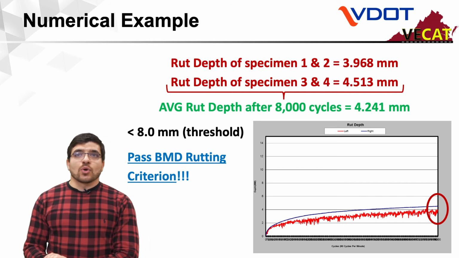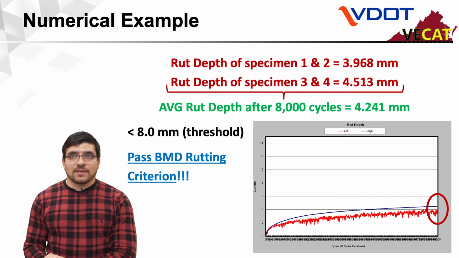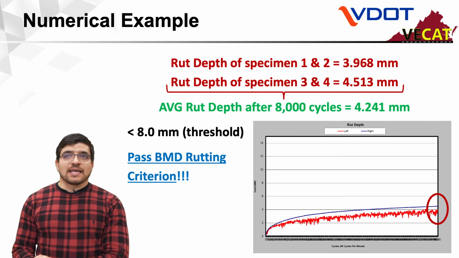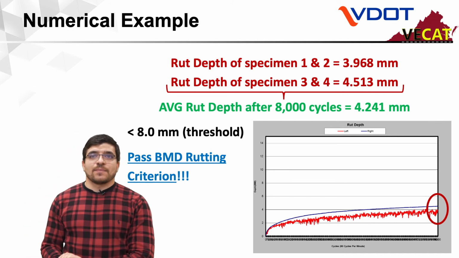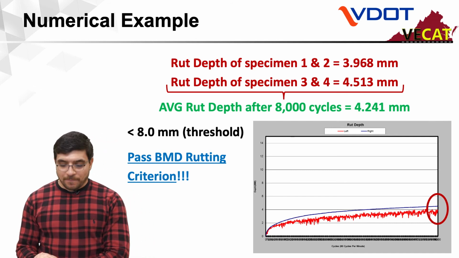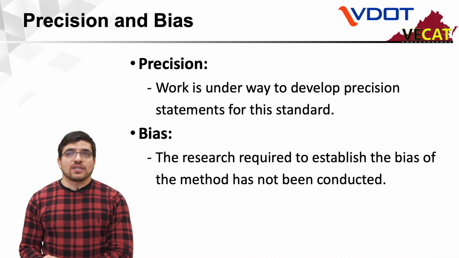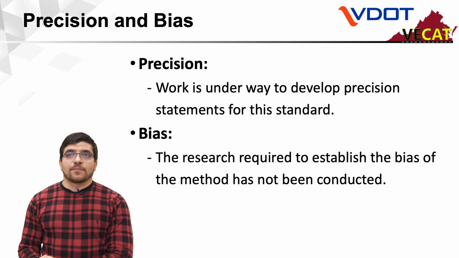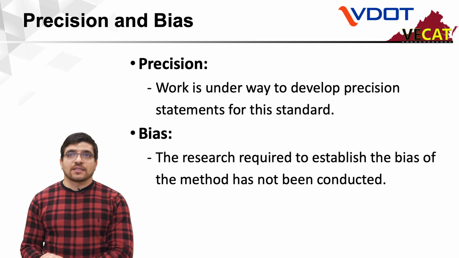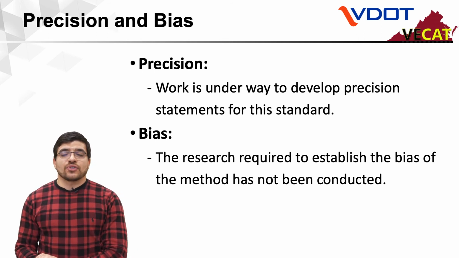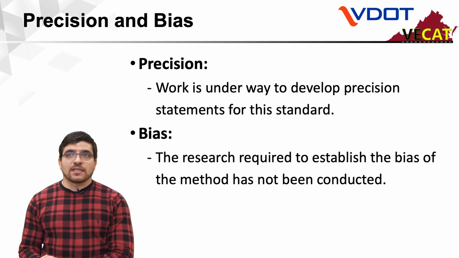This value is lower than 8 mm, which is the BMD preset threshold. That means that the mixture passes the BMD rutting criteria. For precision and bias. For precision, the work is underway to develop precision statements for this standard. For the bias, the research required to establish the bias of the method has not been conducted.